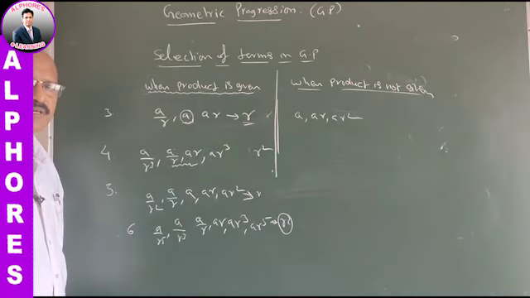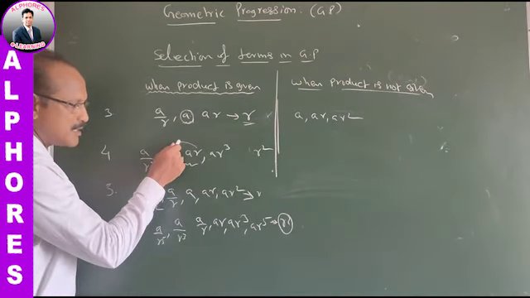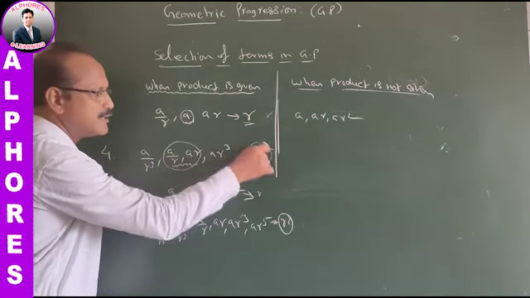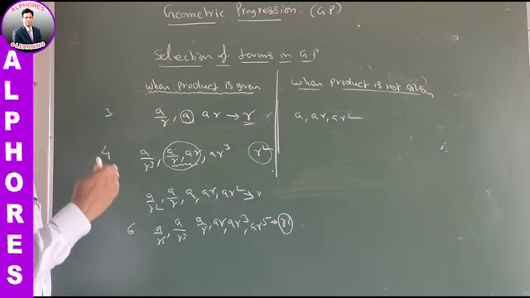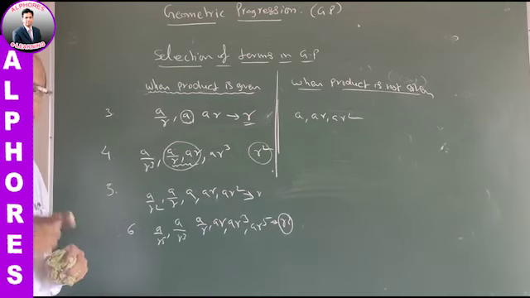If the number of terms of the GP selection is even, then the middle terms are a/r and ar, and the common ratio should be r². So in this manner, we can choose the selection of terms for a GP when the product is given.